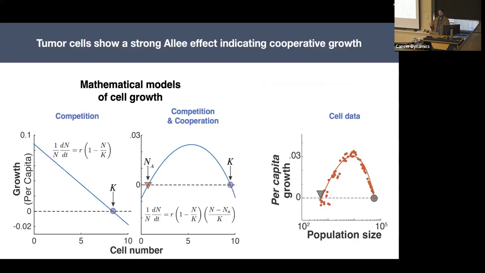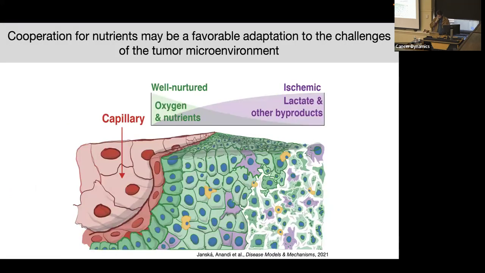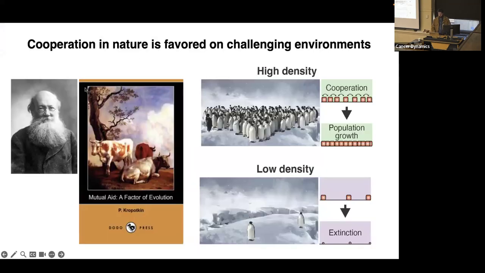So if you take the cell data, and we've done this with tons and tons of cells, it looks exactly like what you would expect from a cooperative model, right? The other reason we thought this would be particularly interesting for tumors is that one of the first people to describe this cooperation during evolution, I'll show you this photo, is Peter Kropotkin, this Russian anarchist, a very interesting dude.